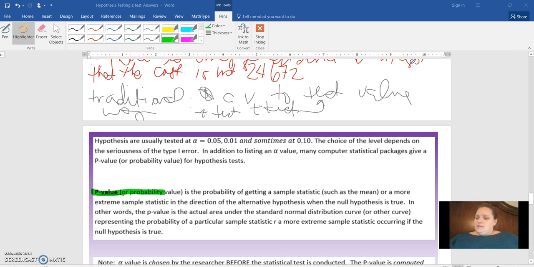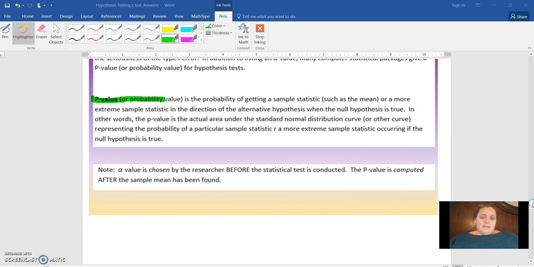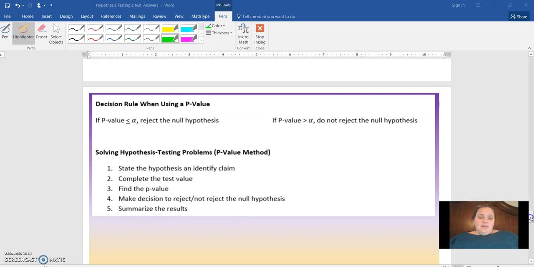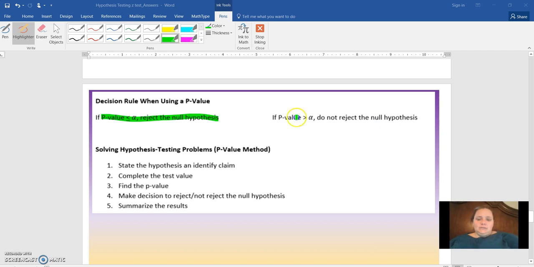It's just another way to compare the data. Normally, beforehand, they'll say alpha is 0.05 or alpha is 0.01, but as you're analyzing the data, you actually calculate the p-value, and then you compare alpha and the p-value. And these are the rules. If p-value is less than or equal to alpha, you reject the null.